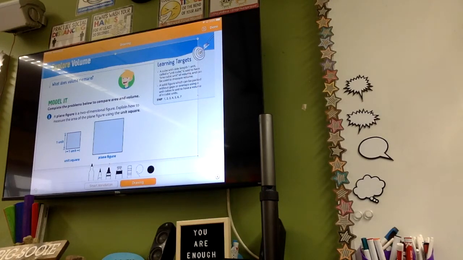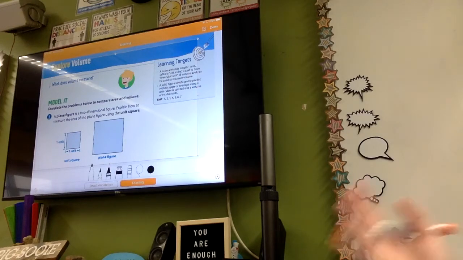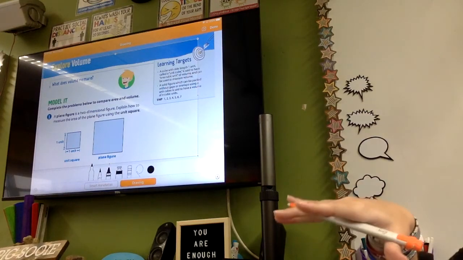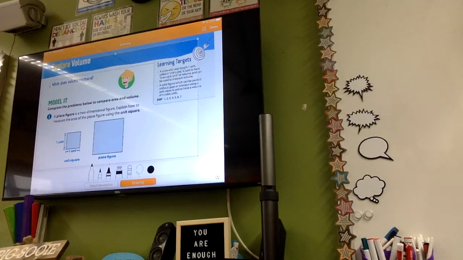Okay, so we're going to start at the top where you see the model it. Everybody see model it there at the top? It says complete the problems below to compare area and volume. Area and volume are not the same thing, but we're going to talk about that really quick. So number 1 says, a plane figure is a two-dimensional figure. Explain how to measure the area of the plane figure using the unit square.